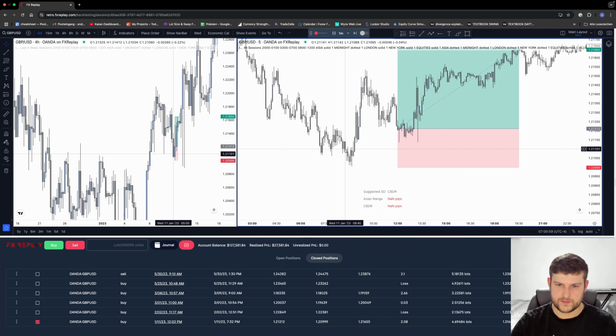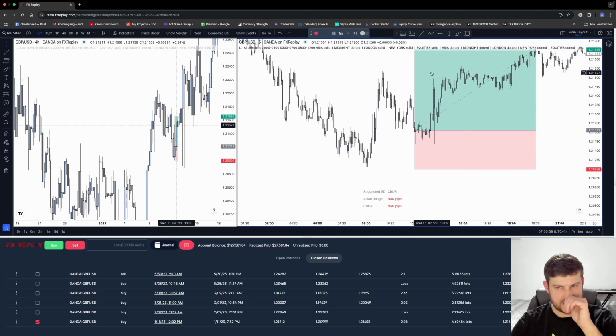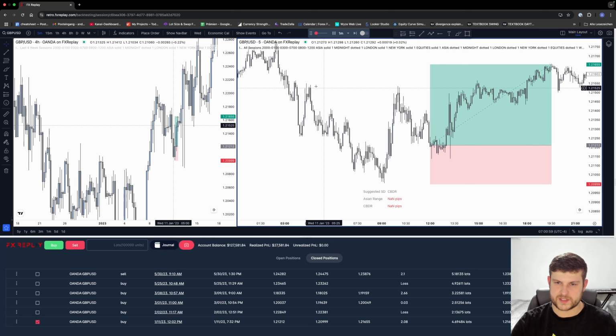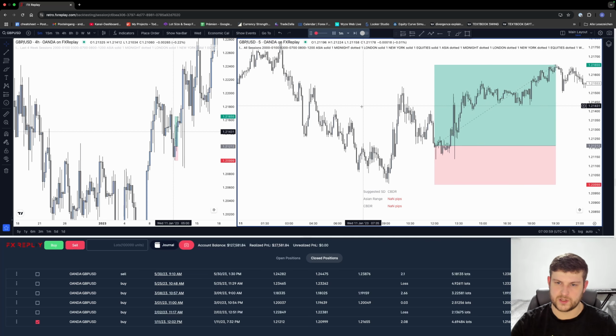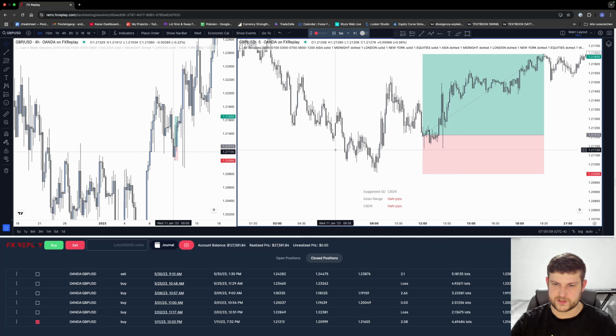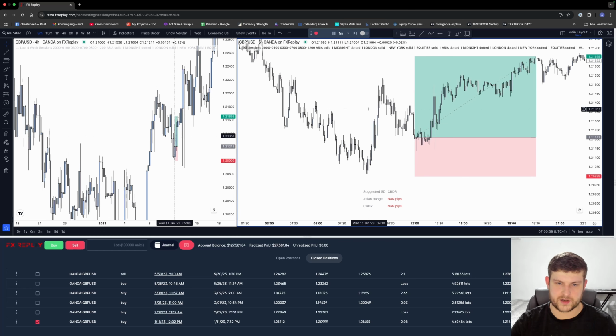Unfortunately I don't have the session boxes on here, because I had to scroll back so far on the M5, like almost a year of price action, so the sessions are not visible here. It's a little unfortunate, but I'm gonna explain it anyway, okay? So don't worry. Basically until 7 is London session. So the London box ends here basically, okay?